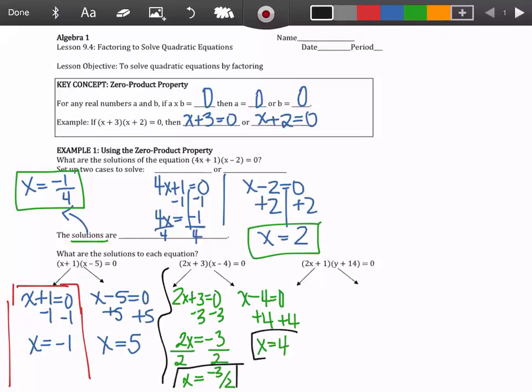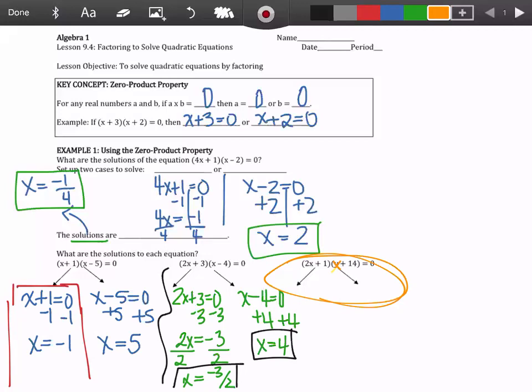And two answers again. We are not going to do this last one. You can do that as extra practice if you want. Just notice that there is a typo. This should be x plus 14. So you can do that on your own as extra practice.